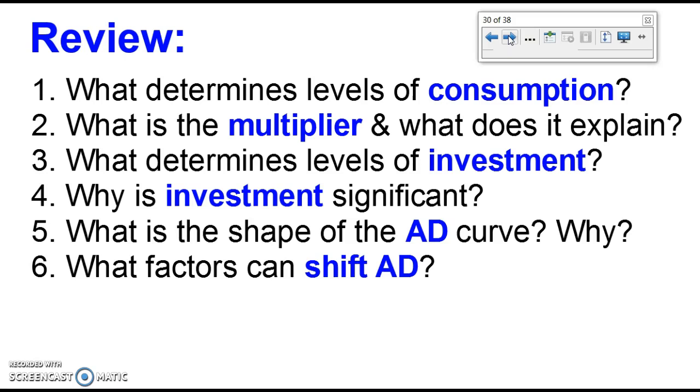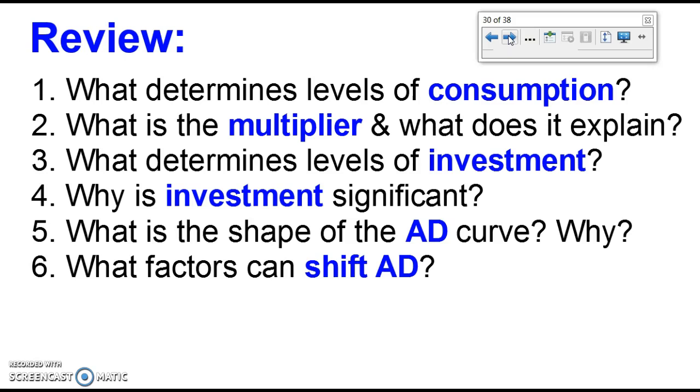What determines levels of investment? That would be the interest rate. So rather than income, it's the interest rate that determines levels of investment. And investment is significant even though it's a small portion of GDP because it is so erratic. It changes with great volatility from one period to the next. Business investors are much more quick to react to changes in the business cycle than consumers are.